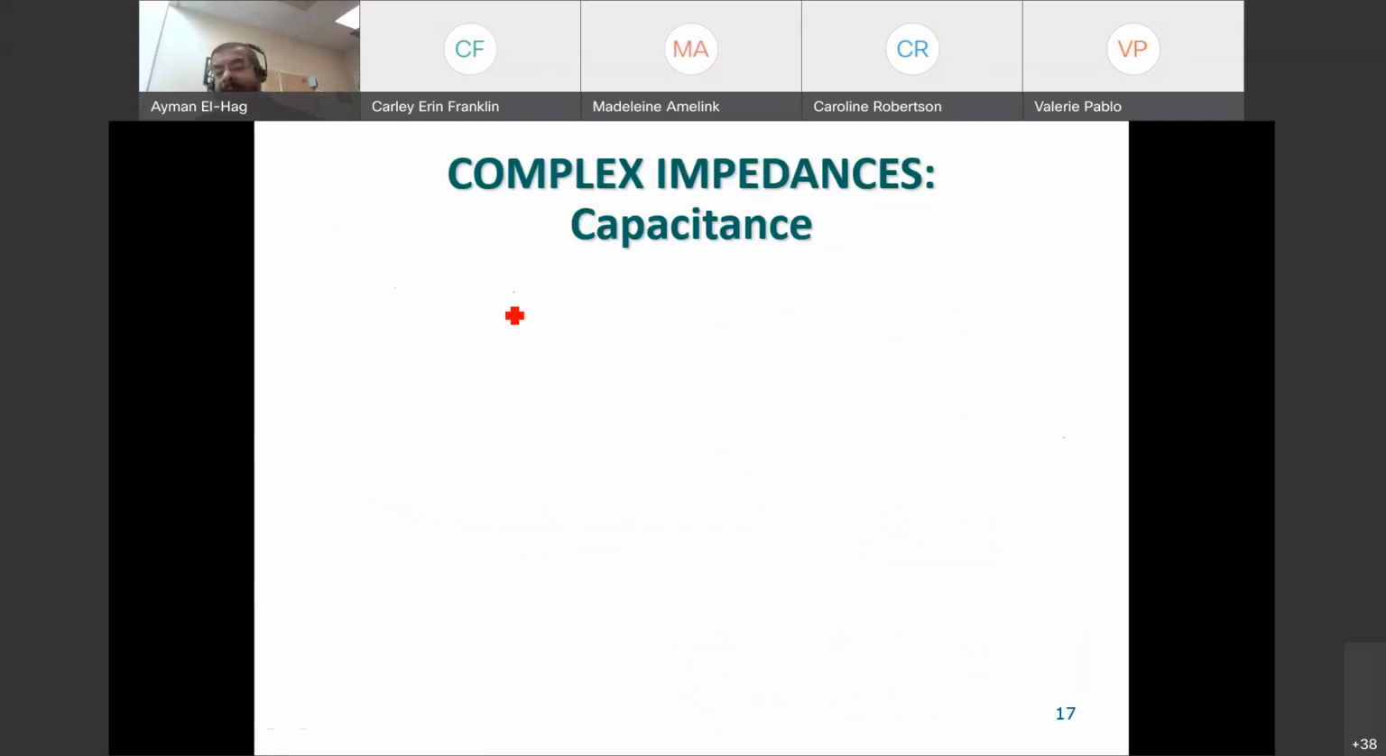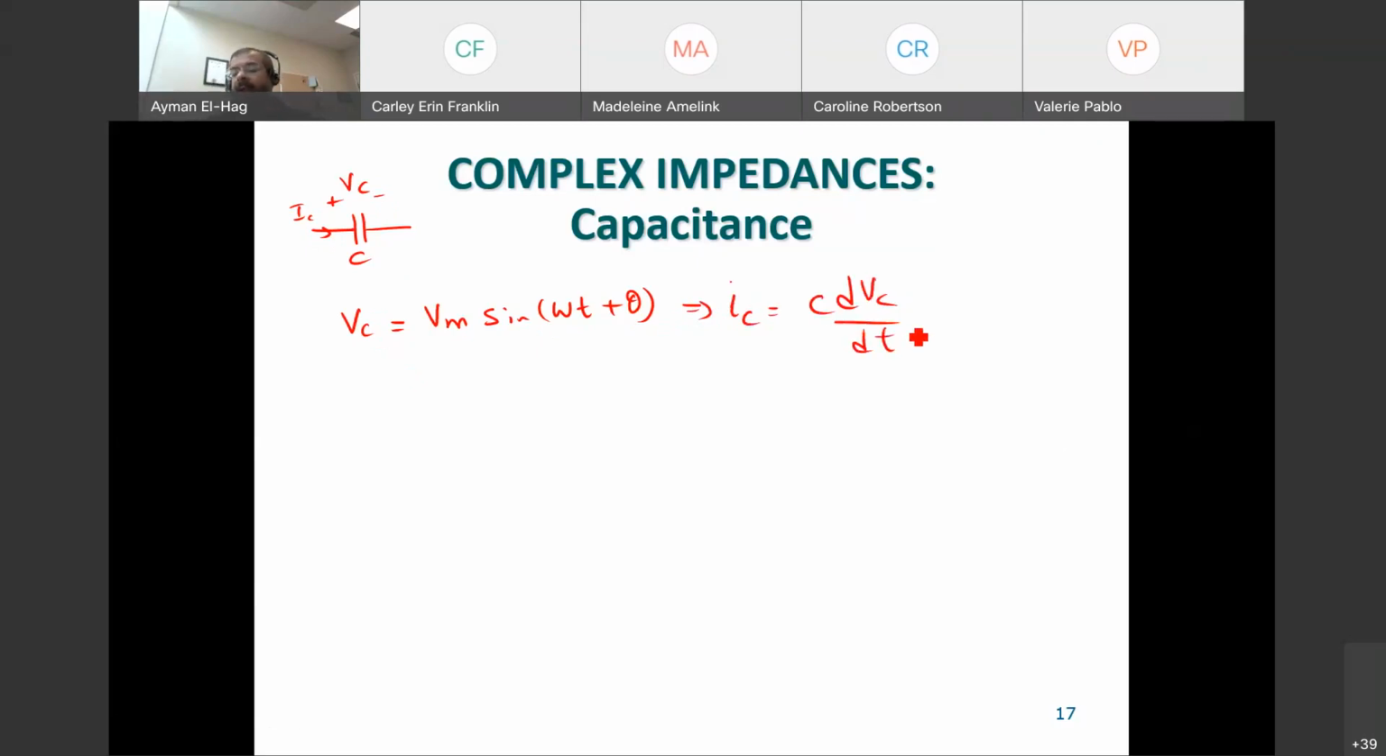Now today we'll do the same thing for the capacitor, and we'll start with the same thing. So we have a capacitor with C, has VC and IC. So let's assume that VC is equal to Vm sine omega t plus theta. And we know that IC is equal to C dVC by dt. This is the relation that we know from our previous discussion about the capacitor.